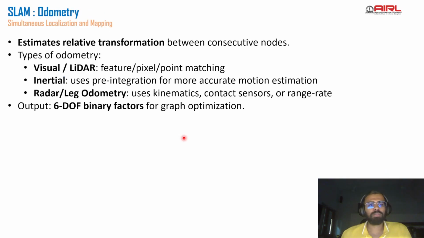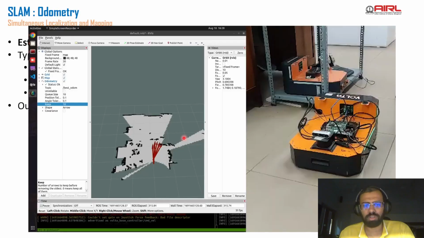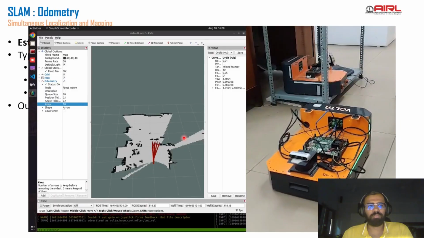Okay. So as I talked about, odometry will take in LiDAR or a visual reading. It could also take inertial, so pre-integration you can do using Lie algebra. And then you can take maybe radar odometry or even leg odometry. So if you have a legged robot, you can take legged odometry. Or if you have wheel odometry also, you can use that.